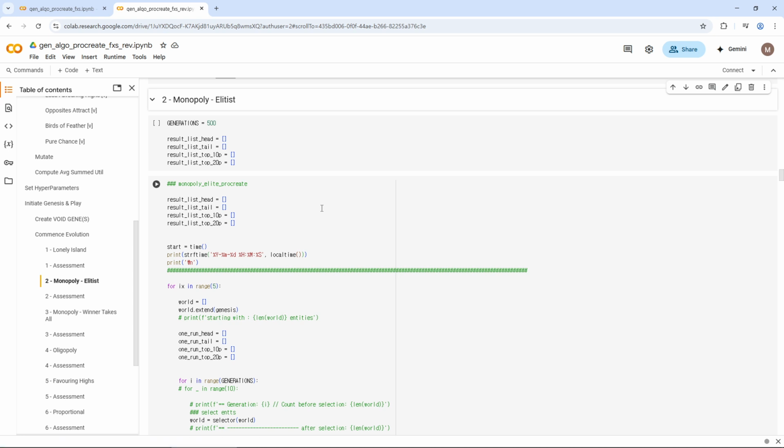And the next one is the Monopoly Elitist. Again, collecting the values for heads, tails, top 10% and top 20%.